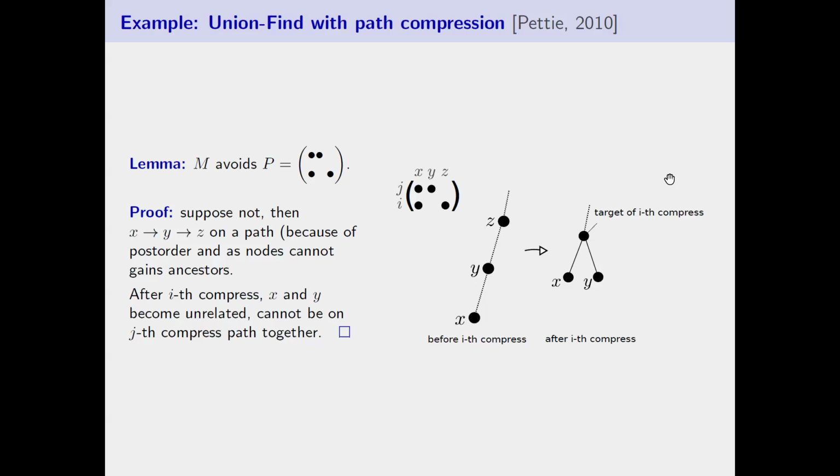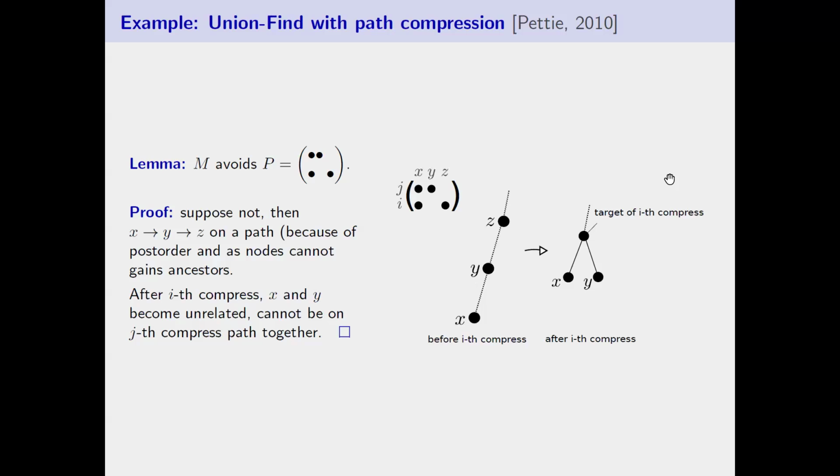So x could be the ancestor of both y and z, but then this would not be the correct post-order sequence. So really the only case that can happen is this, that x, y, and z appear in this sequence on a path. This x, y, z is the post-order sequence, and x, y, and z appear on the path like this. And then at time i, we compress x and z. But if x and z are compressed, then also y has to be compressed because we are compressing paths.